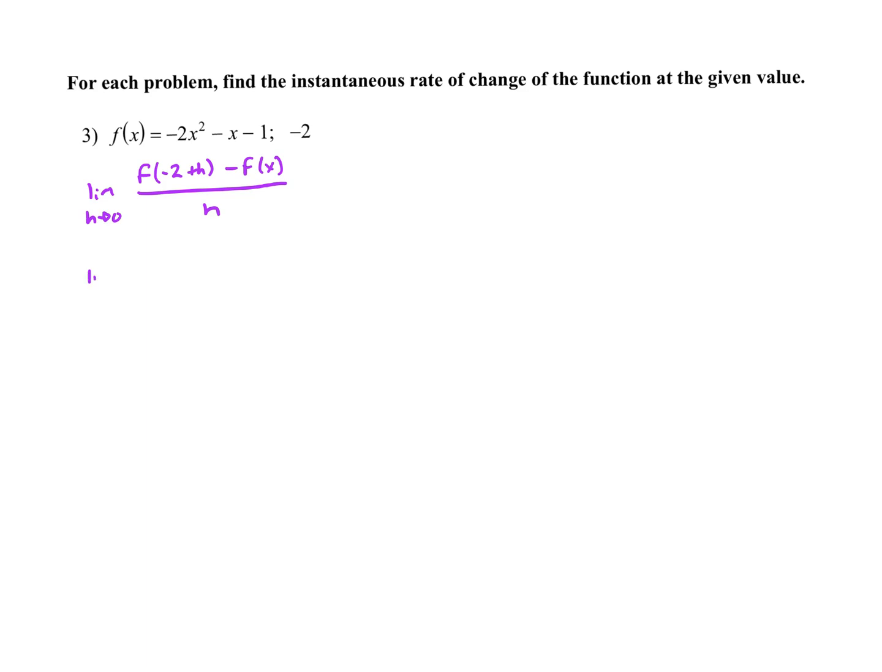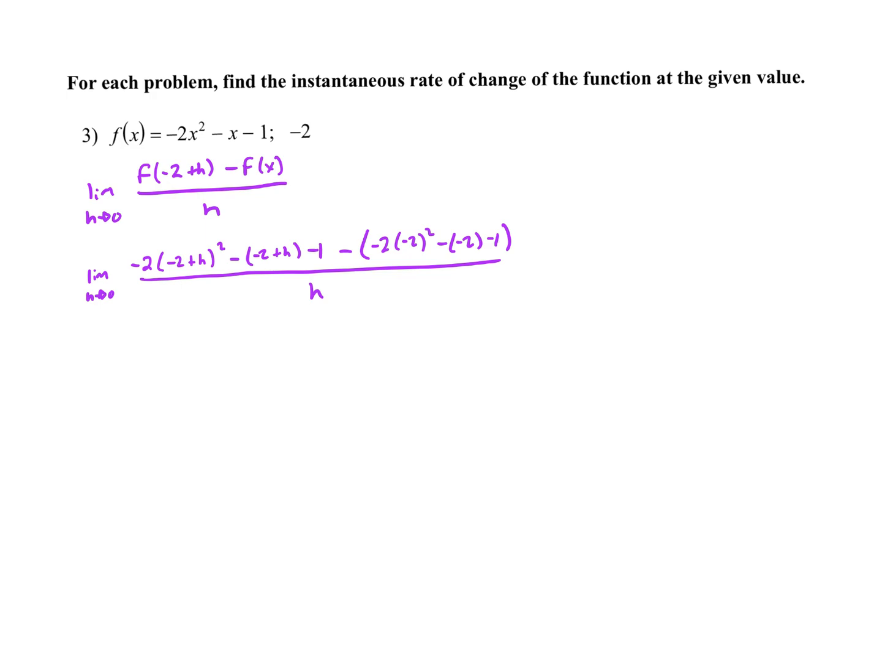So this is going to be the limit as h approaches 0 of -2 times -2 plus h squared minus -2 plus h minus 1 minus -2 times -2 squared minus a -2 minus 1. All of that over h.